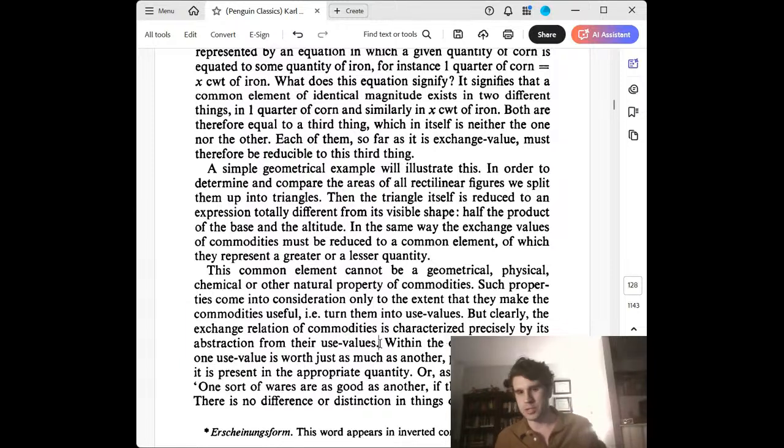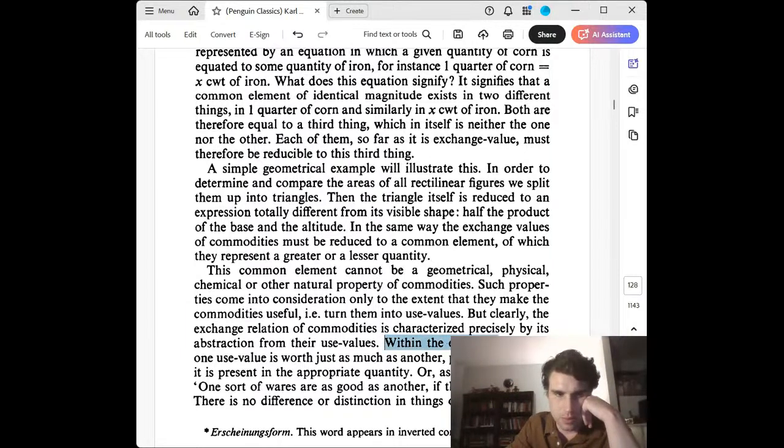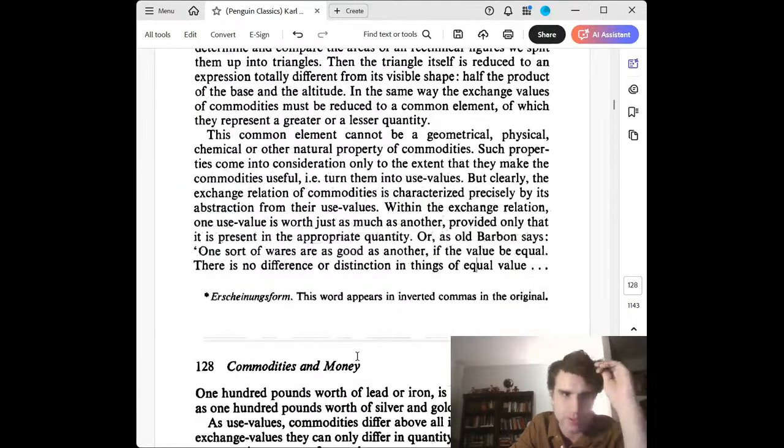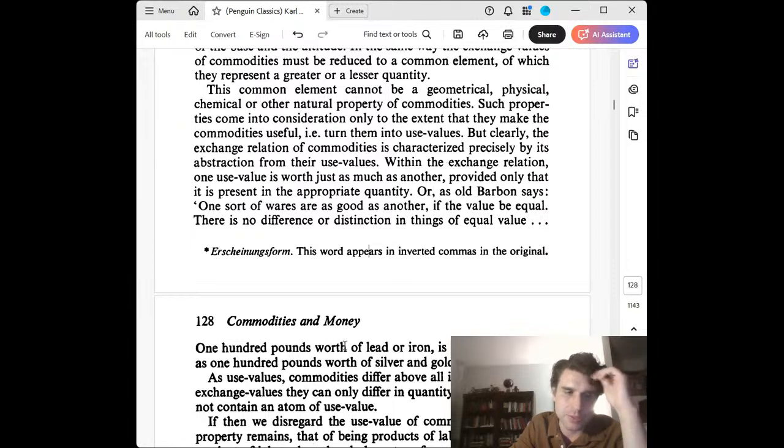And so exchanging abstracts from the uses of these things. We're talking about, oh, these 2 boots are 1,000 pencils and a bag. So we're abstracting from the uses of these things and using them just as measurements, basically. Within the exchange relation, one use value is worth just as much as another, provided only that it is present in the appropriate quantity. Whereas old Barbon says one sort of wares are just as good as another if the value is equal. There is no difference or distinction in things of equal value. 100 pounds worth of lead or iron is as great a value as 100 pounds worth of silver and gold, right?